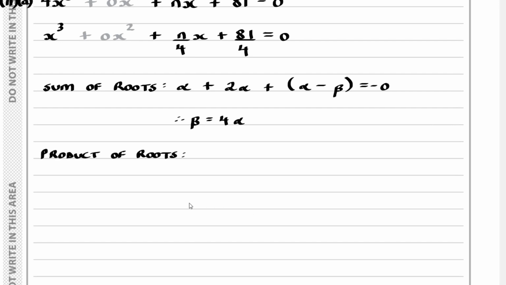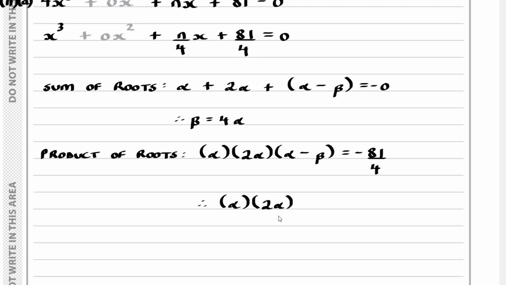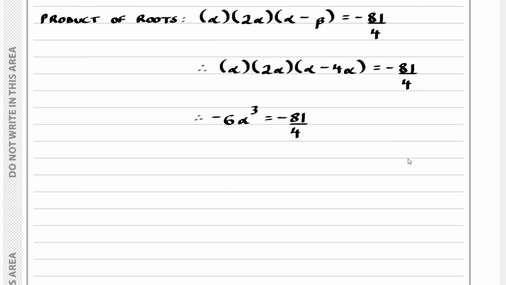We can now find the product of the roots. I've got alpha multiplied by 2 alpha multiplied by alpha minus beta. That's going to equal negative 81 over 4. So therefore, I've got alpha multiplied by 2 alpha multiplied by alpha minus 4 alpha, because beta is 4 alpha. That's equal to negative 81 over 4, in which case we see negative 6 alpha cubed is equal to negative 81 over 4. And therefore, alpha is equal to 3 over 2.